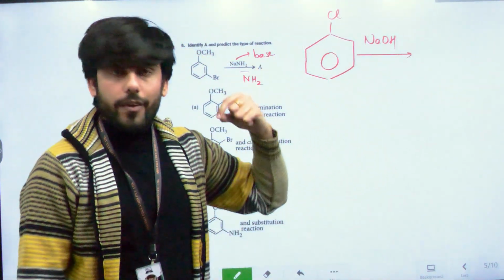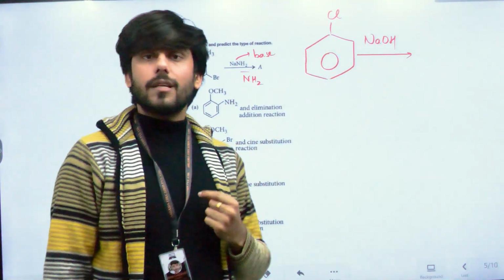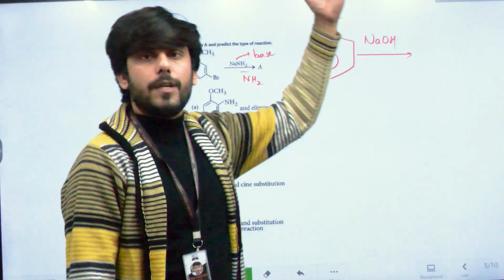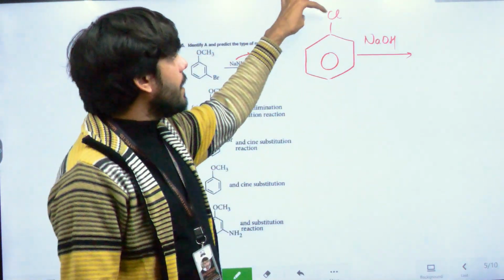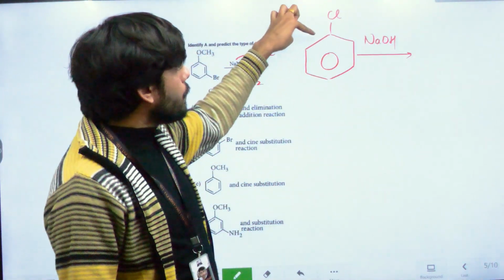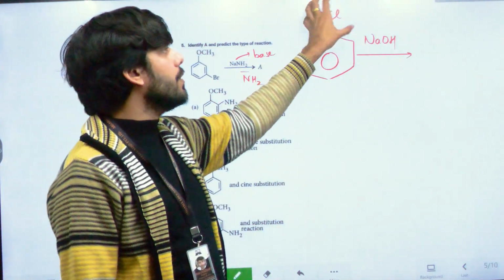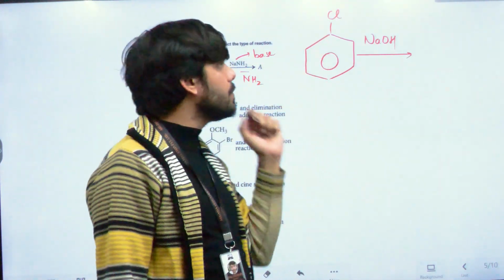Because this is quite unreactive towards nucleophilic substitution reaction for obvious reasons, because here the Cl is attached to sp2 hybridized carbon and the lone pair of this chlorine are involved in the delocalization with the benzene ring. So we have partial double bond character in this bond.